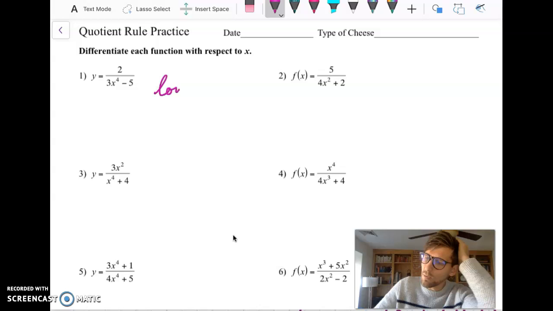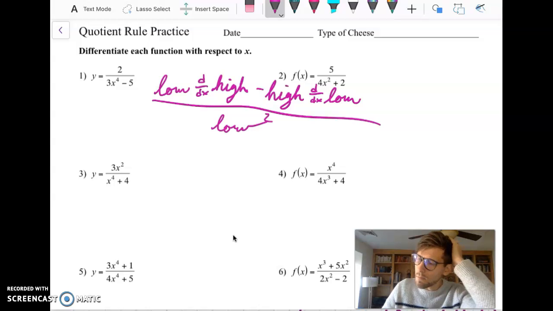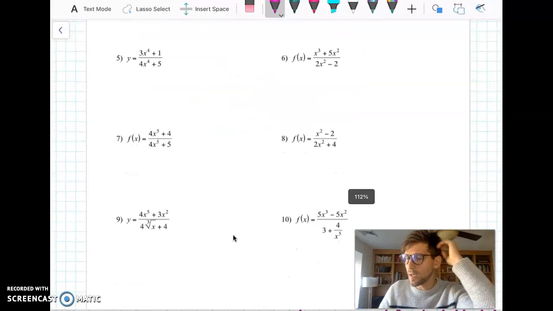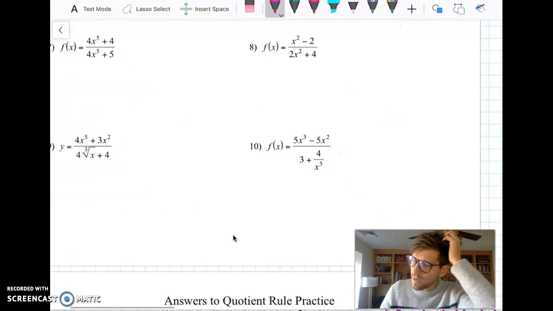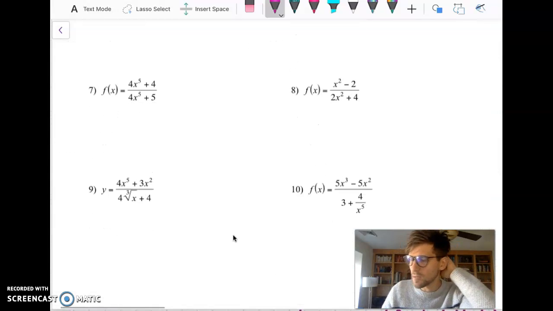Just remember: low d high minus high d low, all over low squared. Some of them get a little bit more challenging as you go on, but not too bad, I don't think. For 9 and 10, you may want to think about rewriting. They get a little funkalicious, but the answers are indeed provided on the next page.